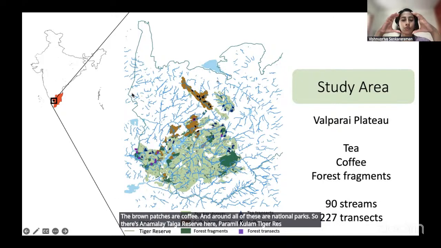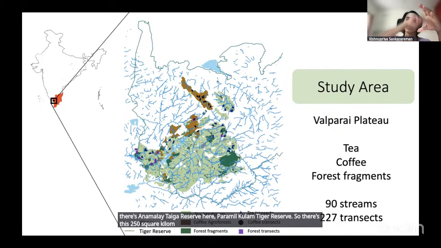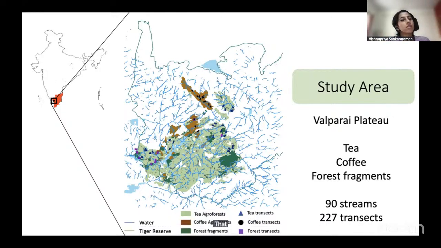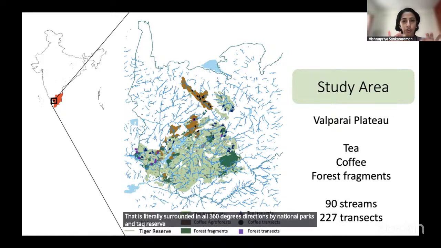So there's this 250 square kilometers of plantations that is literally surrounded in all 360 degree directions by national parks and tiger reserves. And also because of the geography, this landscape has so many river valleys and stream valleys that it's highly networked with a lot of streams.